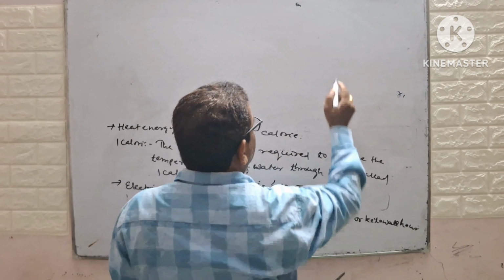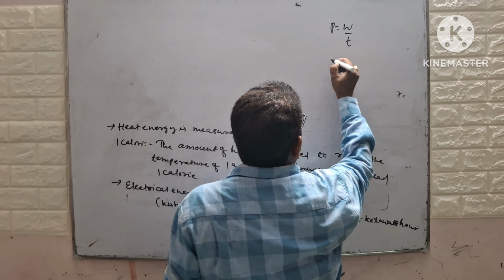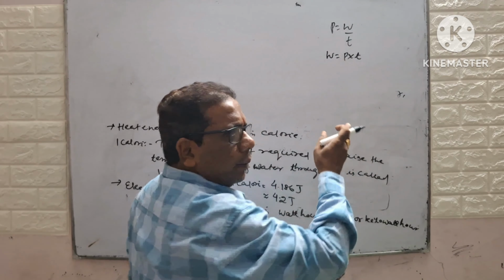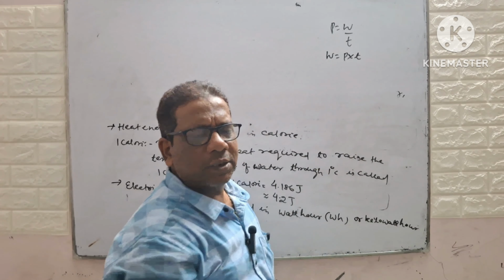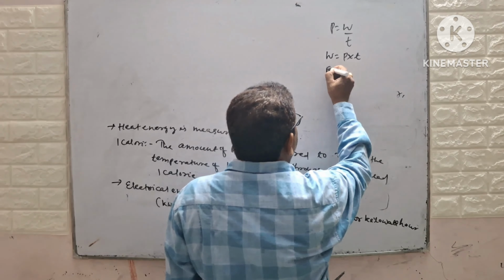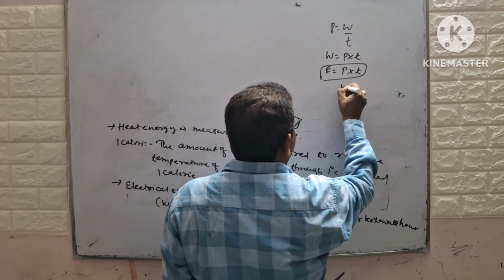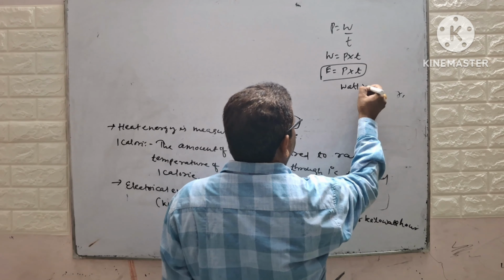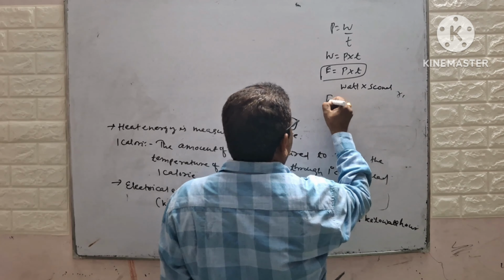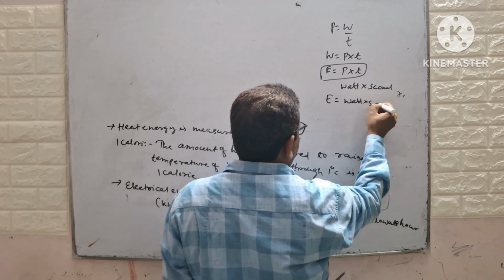We know P equals W by t, power equals work by time, and W equals power into time. This is energy. Capacity of doing work is called energy. So we can write energy equals power into time. The unit of power is watt and the unit of time is second. So energy equals watt into second.